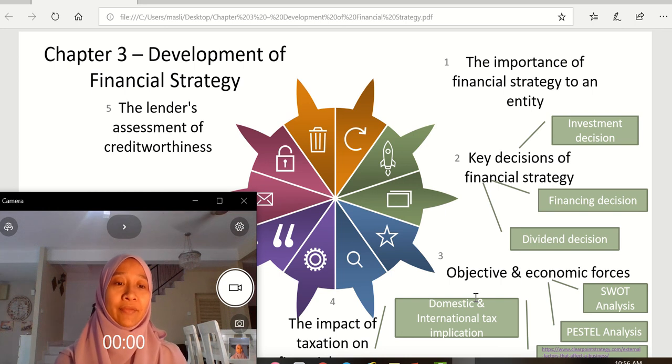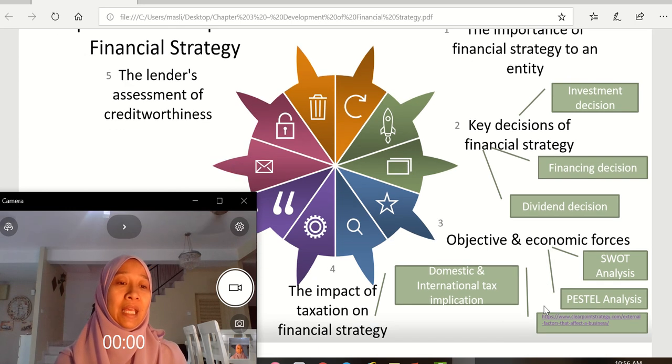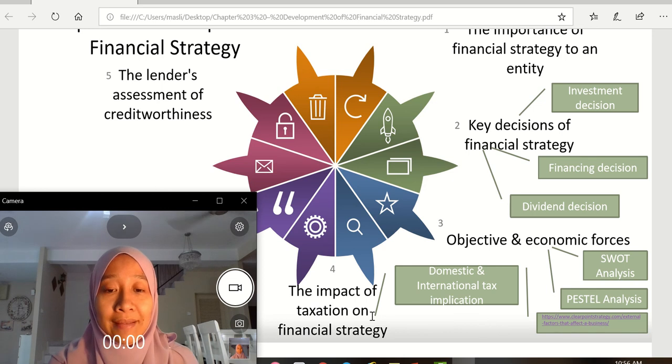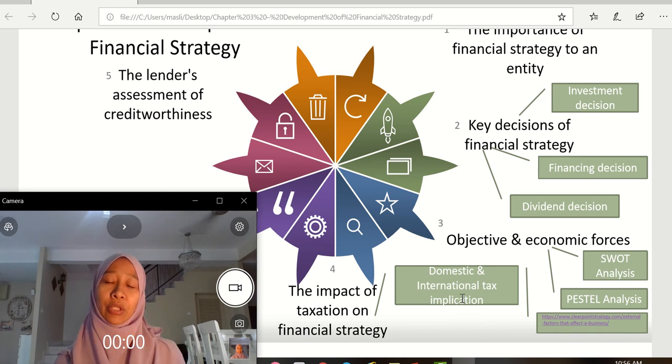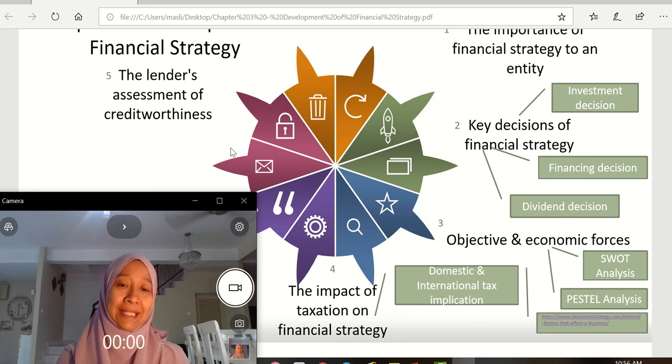And then we look at the objectives and economic forces. This one you have to integrate other elements, not only in the textbook, but we look at the SWOT analysis, the PEST analysis, and I also attach here the links so that you can have extra reading. And then we look at the impact of taxation on financial strategy, where you have to consider the issues of domestic and international tax implications to any decisions that we want to make in order to formulate an entity's financial strategy. And lastly, the lenders' assessments of creditworthiness.